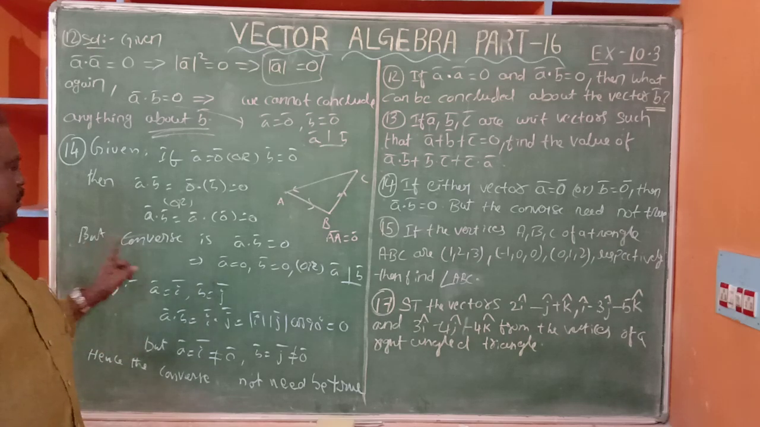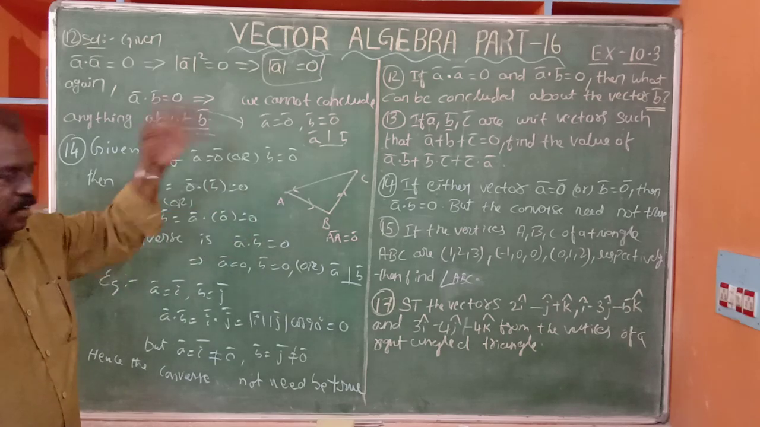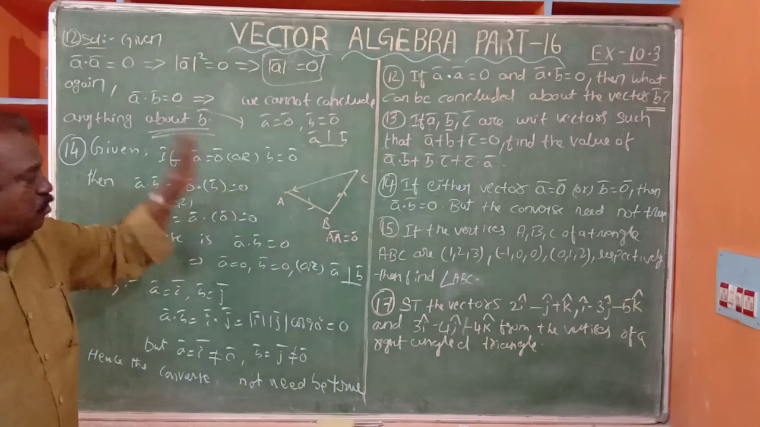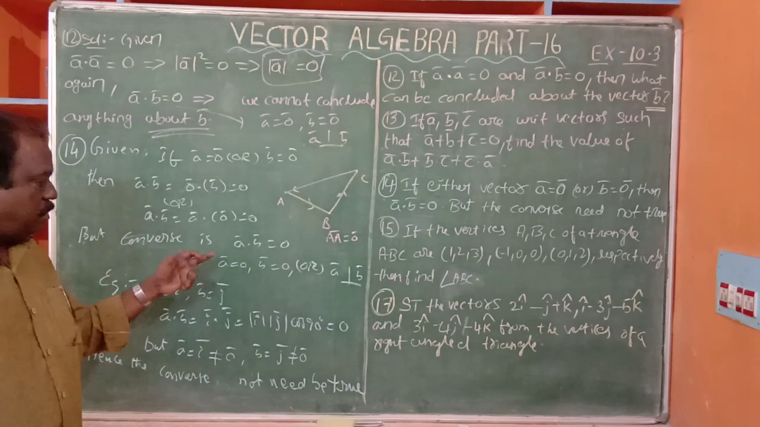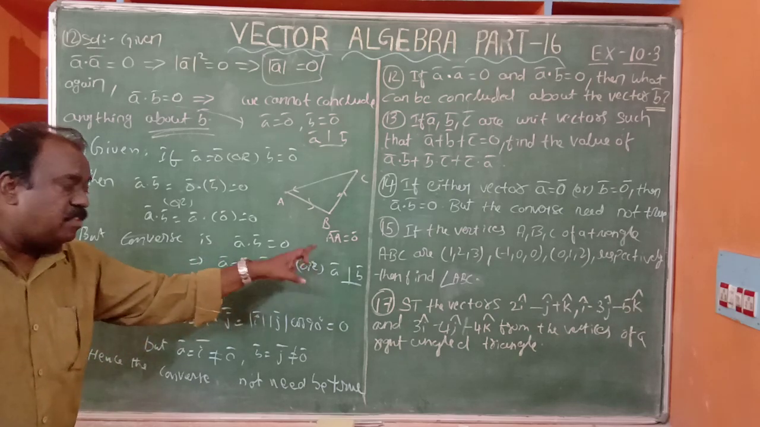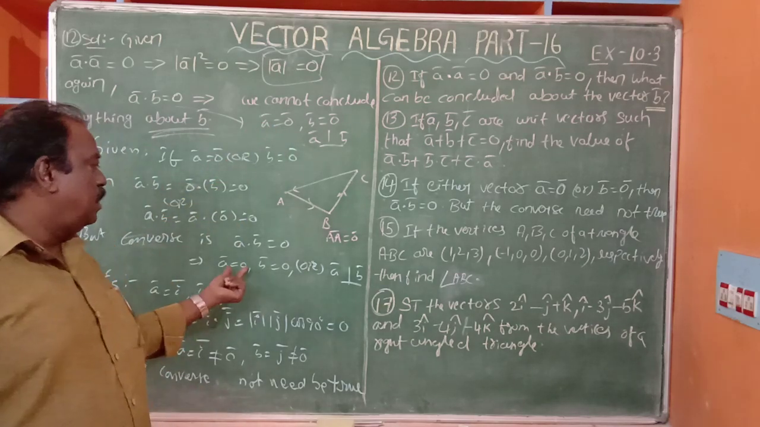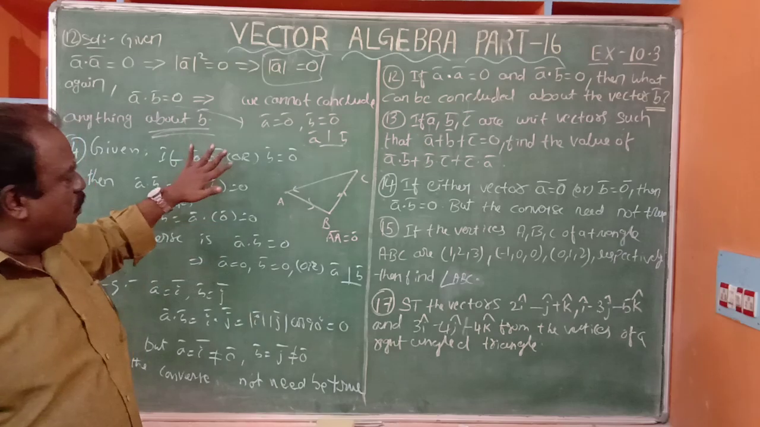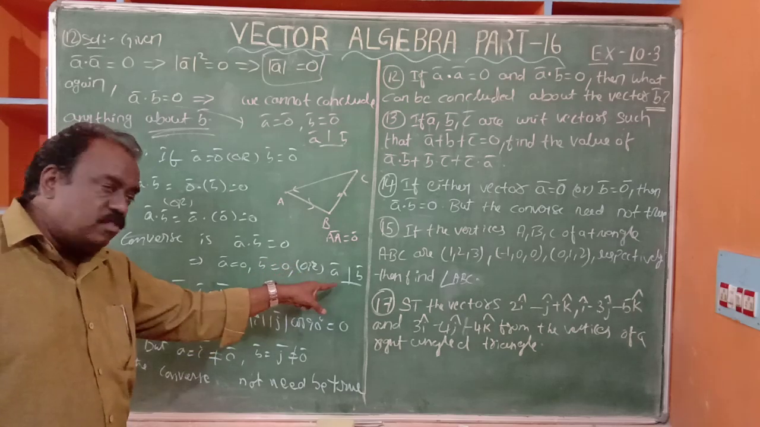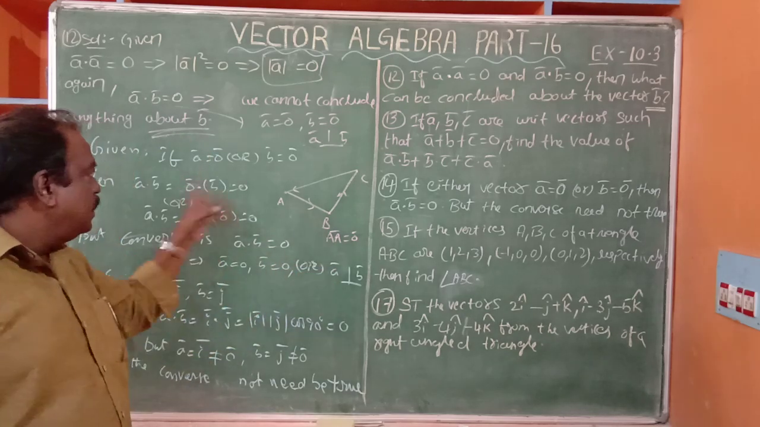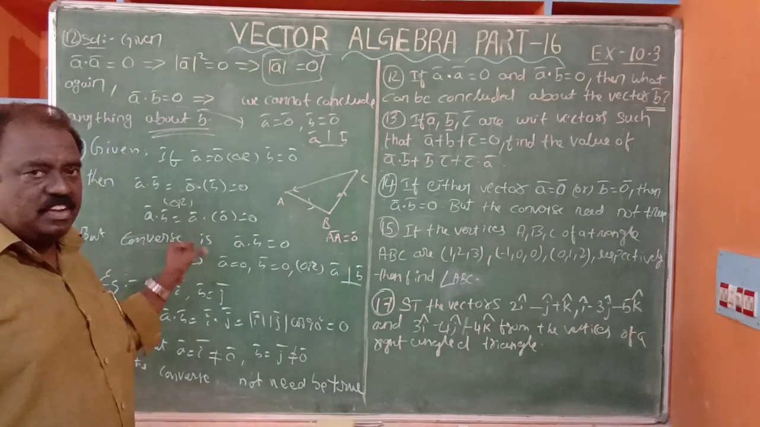But the converse. What is the converse? If A bar dot B bar is equal to 0, then is it possible to prove A bar is 0, or B bar is 0, or otherwise A bar is perpendicular to B bar? Already I told you. But it will not match that one. You see, A bar 0 or B bar 0, and again one more concept is there: A bar perpendicular to B bar. That is not possible. Sometimes it is, but in all cases it is not possible.